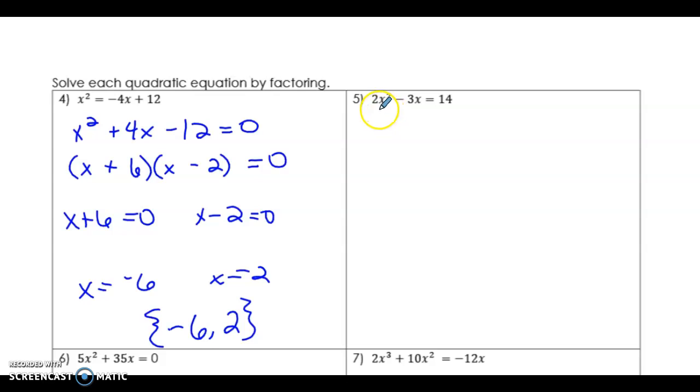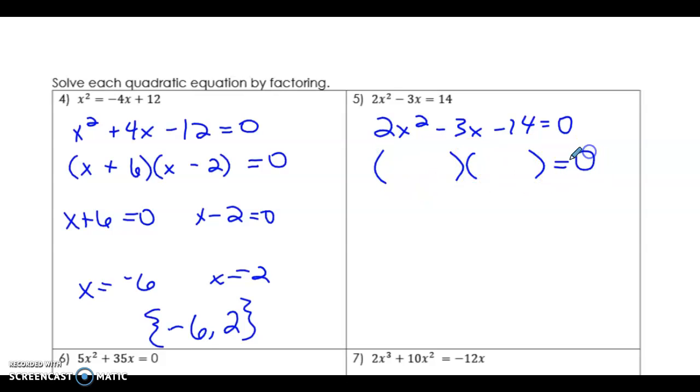All right, let's remind how to do this if the A does have a number in front of it. So again, we want to set it equal to 0. So move that 14 to the other side by subtracting. Then we can get ready to factor. So 2x squared, we can break that up into 2x and x. And now multiply to be 14. Here's where we got to do some guess and check. 1 and 14, 2 and 7 would be our only choices.